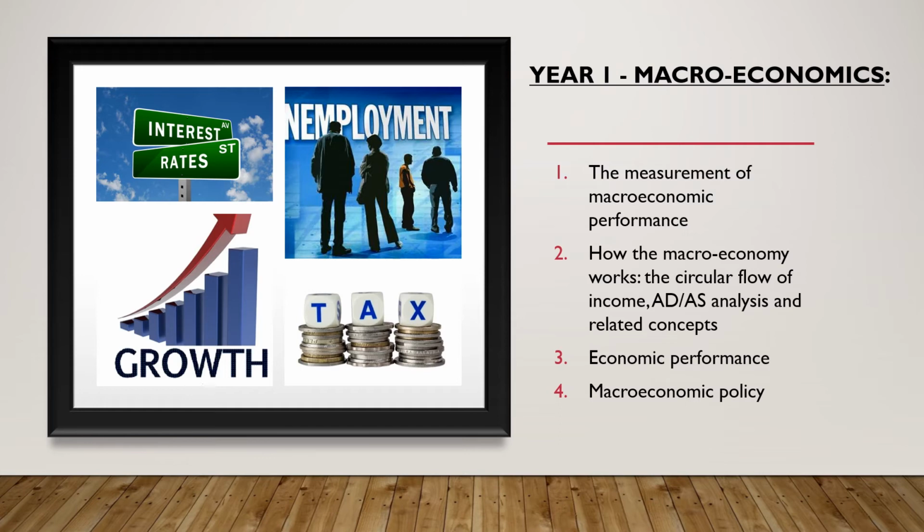Unit 2 looks at some of the main models that are used to analyse the macroeconomy. And in Unit 3, you look at some of those key areas of performance, so levels of unemployment, levels of inflation, levels of economic growth, for example. And in Unit 4, you look at the macroeconomic policy, that is the government policies that can be used to try and improve economic performance.